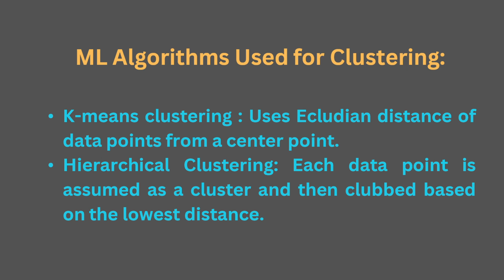The popular ML algorithms which are used for clustering are the K-means algorithm and hierarchical clustering. K-means algorithm is based on Euclidean distance of data points from a center point. And hierarchical clustering is based on a different approach. In this case, each data point acts like a cluster at the beginning. Then the closest data points are merged together to become one cluster, and this goes on until only one cluster is formed.